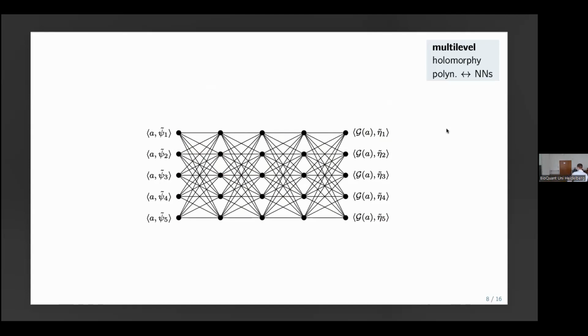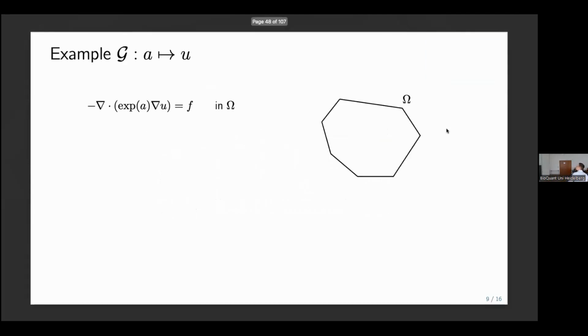So that's the key thing in the proof. Let's do a concrete example now. I'm considering operator G that maps A to U, and this is basically the same example that I had on my first slide. I'm mapping this diffusion coefficient, or I'm taking here the exponential of the diffusion coefficient, but it doesn't make a difference, to the solution U, and I'm doing this on some domain omega, and think of, we have zero boundary condition here, for example.